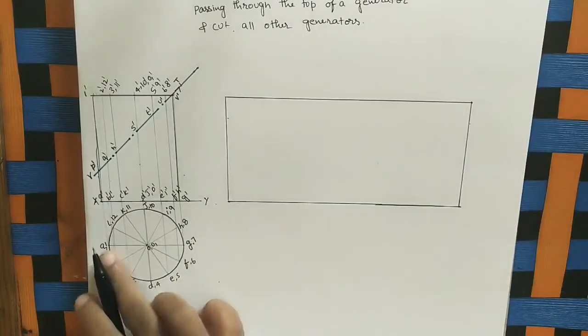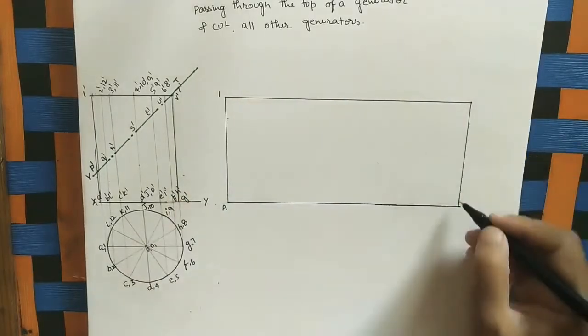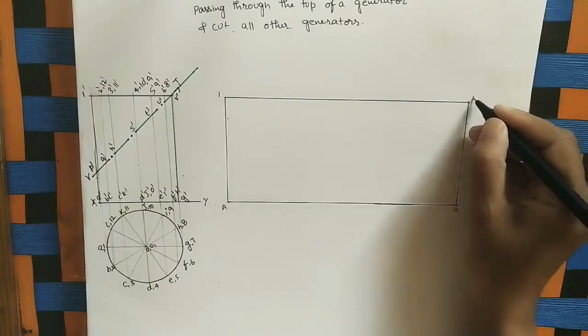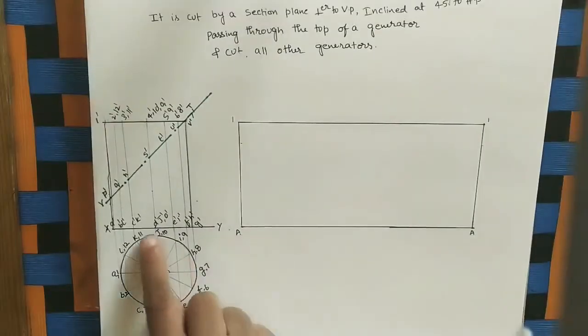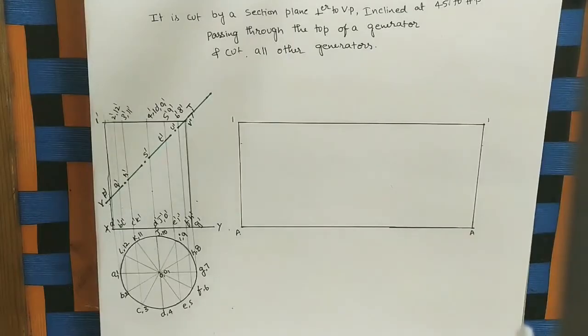Here we are taking A and 1, okay. Here I am taking capital letters A and 1. For the last end also, last and first end are coming together, so here also I am marking A and 1. After that we have divided the circle into 12 divisions. Here also divide the entire length into 12 equal divisions.